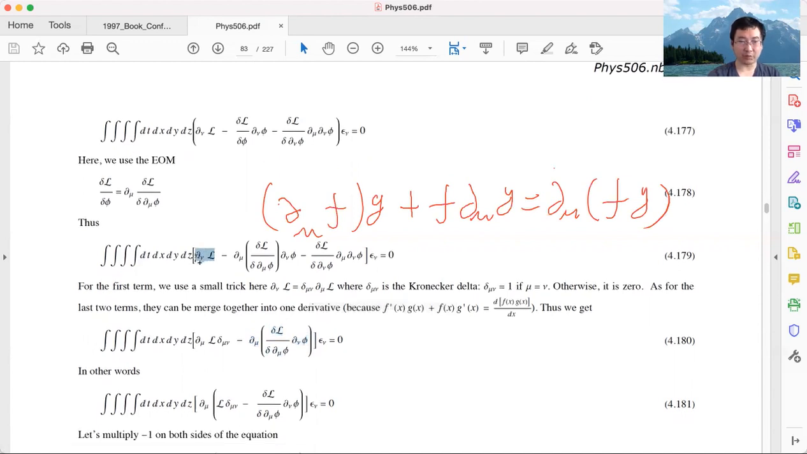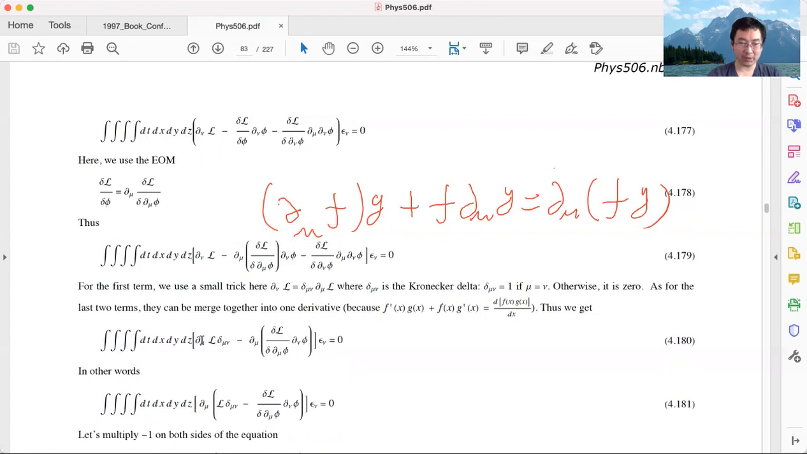And for the first two terms, we will play a small trick. The small trick is I want to change this partial mu to partial nu. The reason I want to change it is because the second term has partial mu. I want them to be the same derivative. How do I change partial nu to partial mu? Well, I use Kronecker delta. Kronecker delta delta mu nu says if mu equals nu, it's 1. If mu not equals nu, it's 0. By multiplying a Kronecker delta, this partial nu times Kronecker delta is partial mu. This is just a trick.